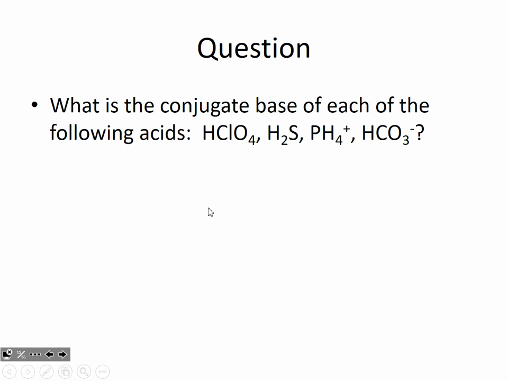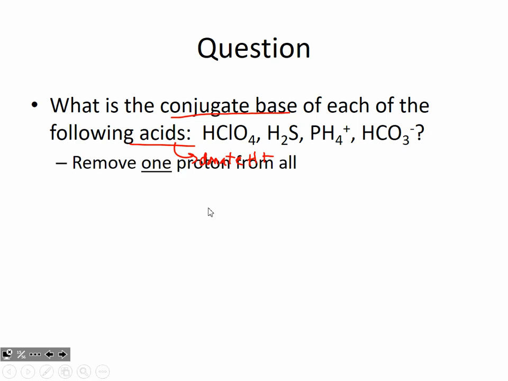So if I have this question, what's the conjugate base for each of the following acids, and then there's a whole bunch of acids, in order to figure this out, it's really just thinking about, what do acids do? Well, what do acids do? Acids donate protons, which means that they get rid of hydrogen ions. So if we want to figure out the conjugate base, that's the thing that's left after your acid donates a proton. We are simply going to remove a proton from each of these things.